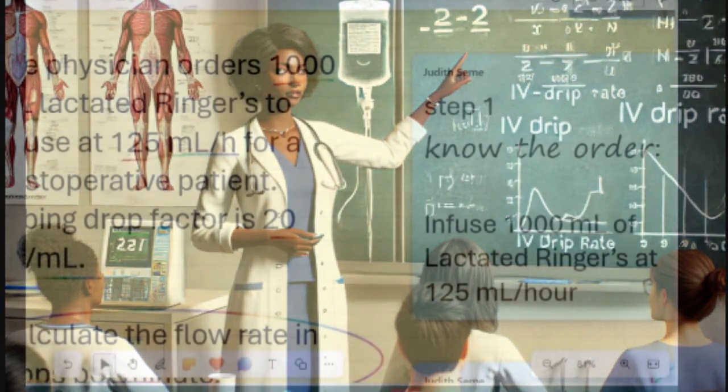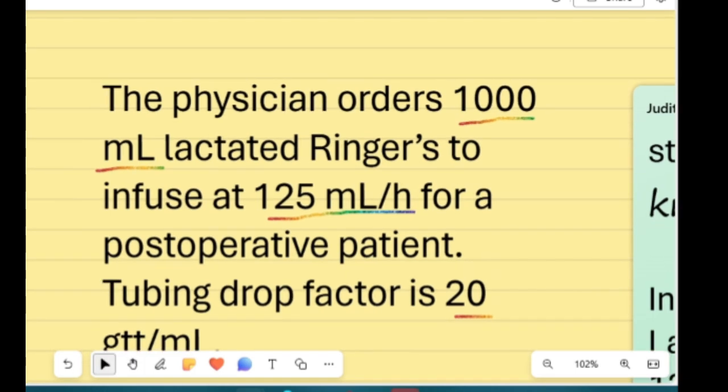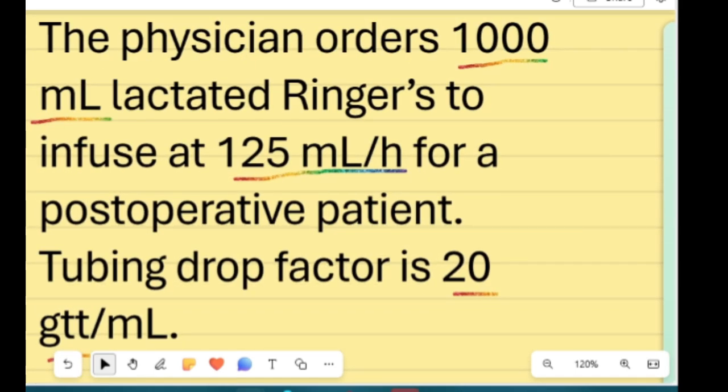Let's do one more problem. And this problem right here is a bit tricky, and you got to be very, very careful. Remember, we said we got to know what numbers we're working with. In this problem here, the physician orders 1,000 milliliters of lactated ringers to infuse over 125 milliliters per hour for a post-op patient with a tubing factor of 20 drops per milliliter.